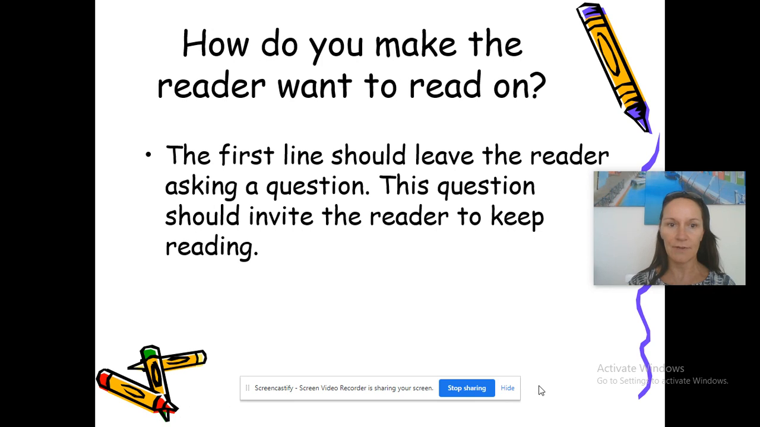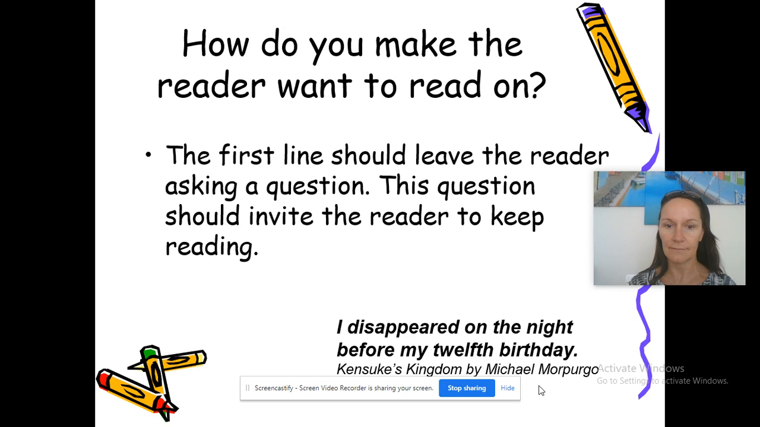So, how do you make the reader want to move on? The first lines should leave the reader asking questions. Here's another example. "I disappeared on the night before my 12th birthday." So, what questions have you got? Why did he disappear before he was 12? Where did he disappear to? I best read on and read some more to find out.